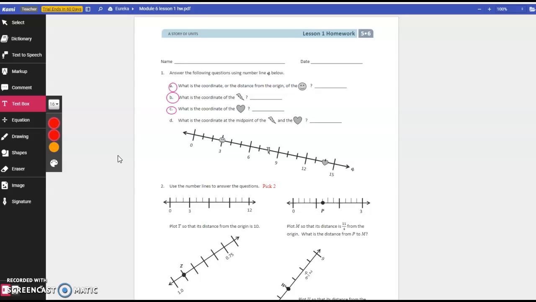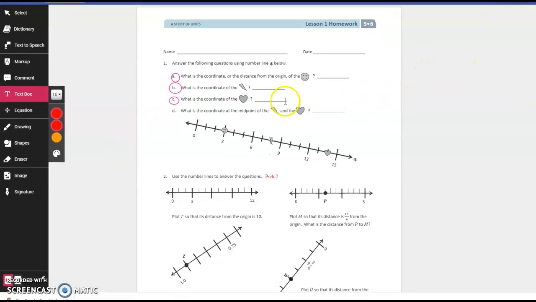And then pay close attention to, are they looking for the distance between 2 points? Are they talking about the distance from the origin? So that plays a huge role, okay, guys? So let's take a look.